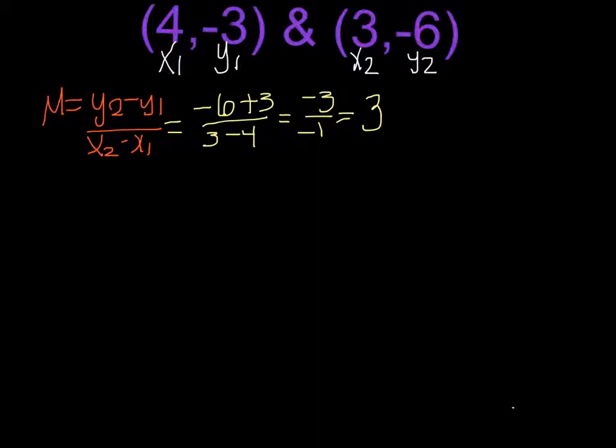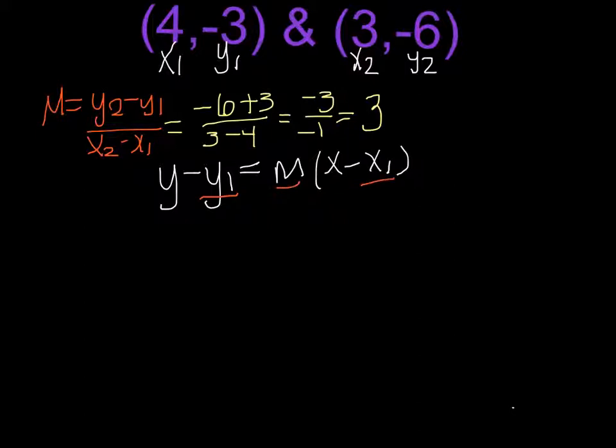So now we have an m, we have an x1, and we have a y1. So we need to plug it in to our point-slope formula. Y minus y1 is equal to m times x minus x1. We plug in what we know. We know the y1, the slope, and the x1. So we have y minus a negative 3, so plus 3, equals our slope, which is 3, times x minus 4.